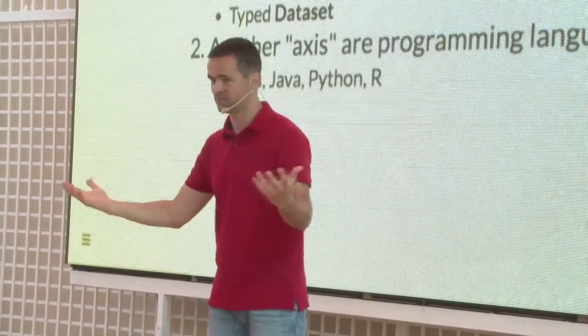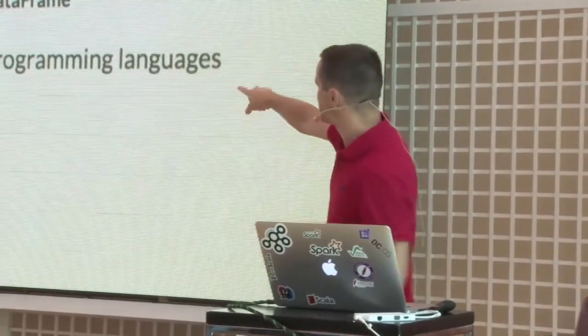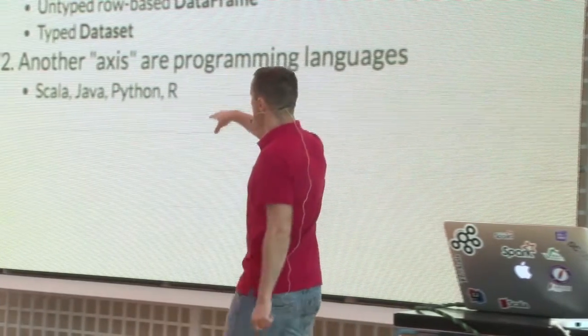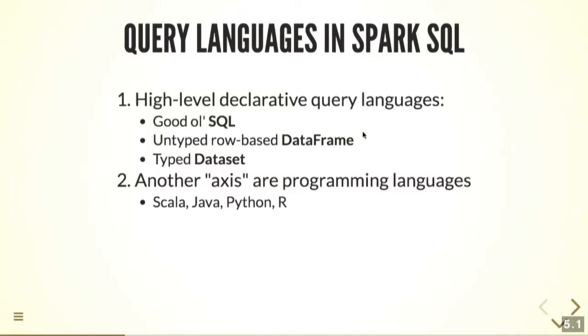It's a trade-off. Okay. And we've got this other axis: Scala, Java, Python, and R. Let me ask you this question. Why is it important that Spark supports four languages? It's a nightmare to maintain, correct? So why is it important to have all these four languages, especially Python and R?